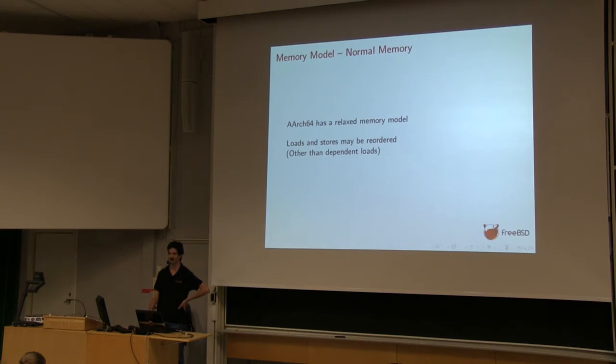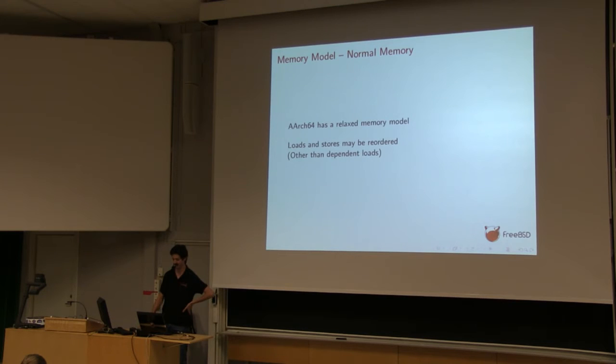Memory. So when I say normal memory, I mean something backed by RAM. It's relaxed, so that means things happen out of order. It's not as relaxed as Alpha. Dependent nodes will be in order, so you are safe in assuming that. So if you're writing a single-threaded application, you can ignore most of this. It's fine. It doesn't really matter in the single-threaded world what order things happen in. The reason for it being relaxed is that's how they get low power.